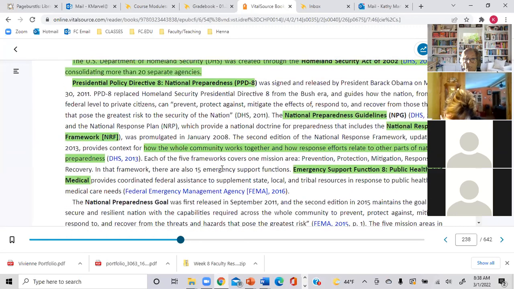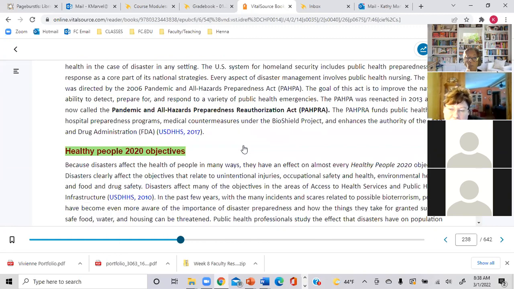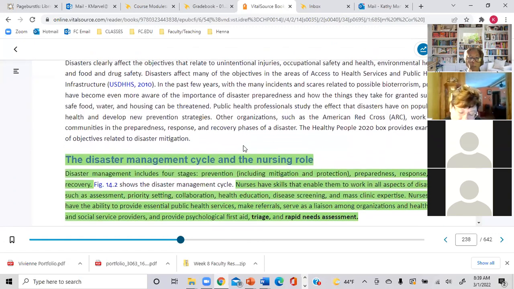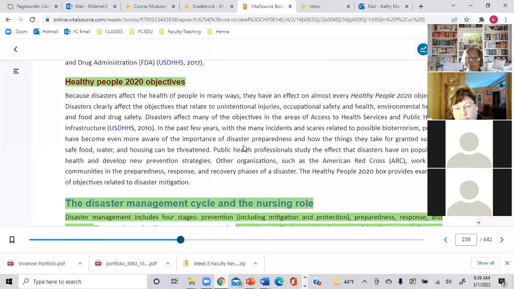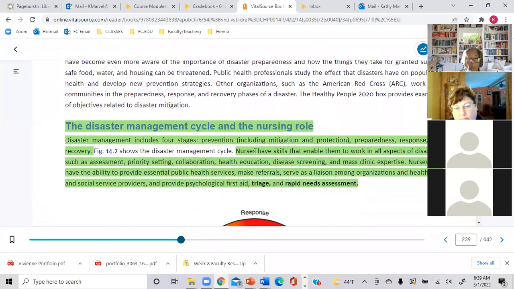Okay. We're on page 238. Okay. And for disaster management, in order to understand disaster management, we have to have an understanding of who plays a role in organizing, financial recovery. All these different groups, organizations play a different role. Healthy People 2020 objectives in disaster management are important. Okay, so we'll get to their box in a minute, but we need to know Healthy People 2020 goals and objectives.